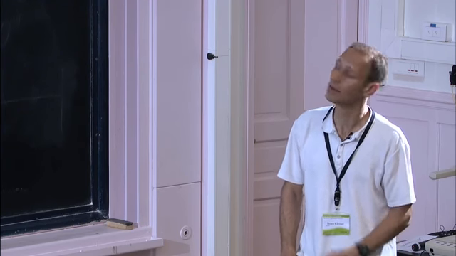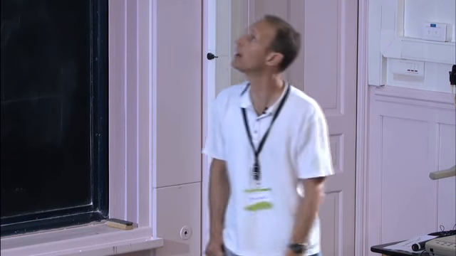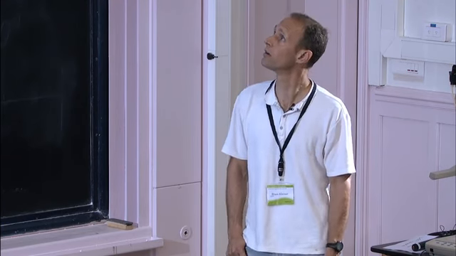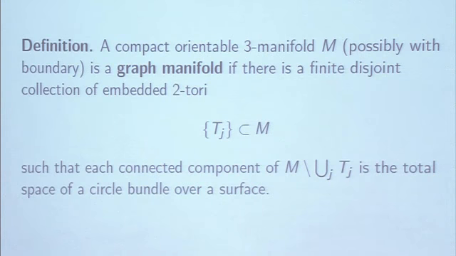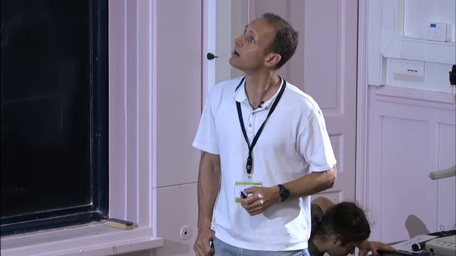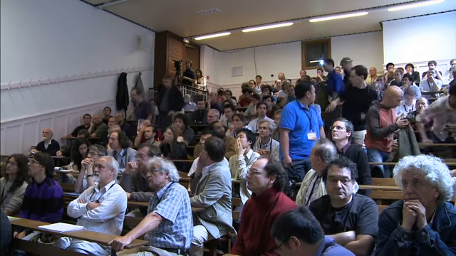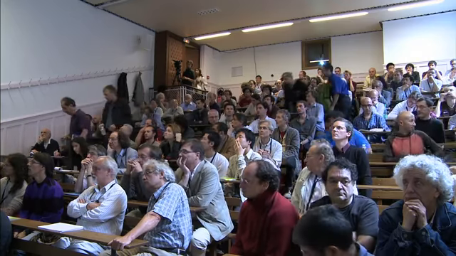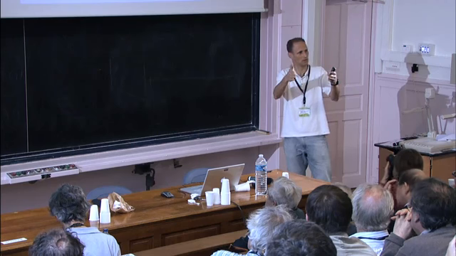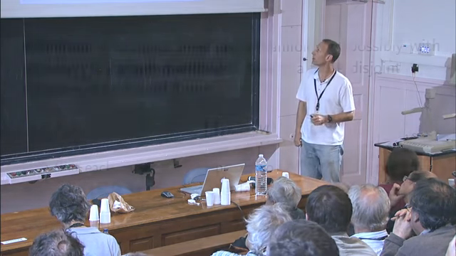Okay, before I get to this, I need a definition. A graph manifold is an orientable three-manifold, maybe with boundary, with the property that you can find a finite disjoint collection of embedded tori, such that when you remove these tori from the manifold, what's left has connected components, and each of them is a circle bundle over a surface. Okay? So the simplest example would just be a circle bundle, but more generally, you get a graph manifold by taking a bunch of circle bundles over compact surfaces with boundary, and then you consider boundary components of these pieces, which are tori, and you glue them in pairs. That's how you get a general graph manifold.